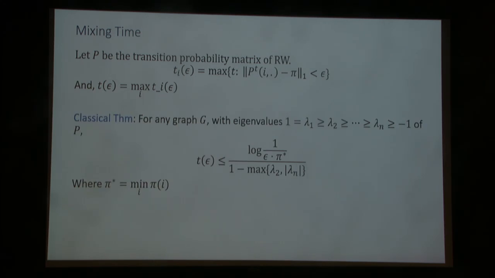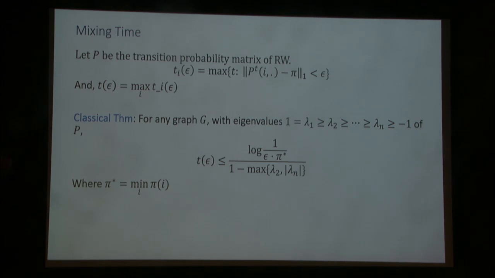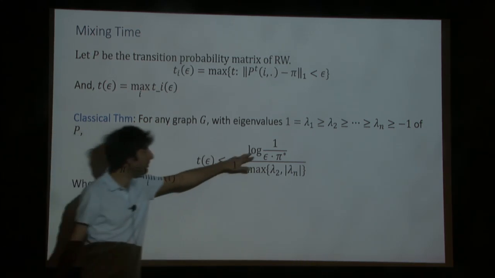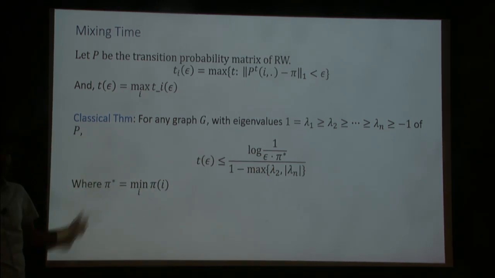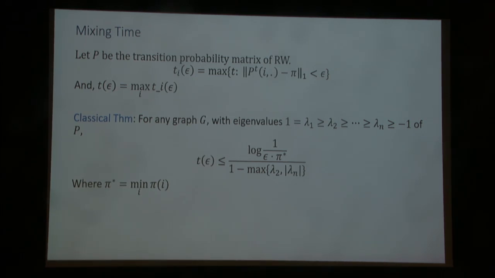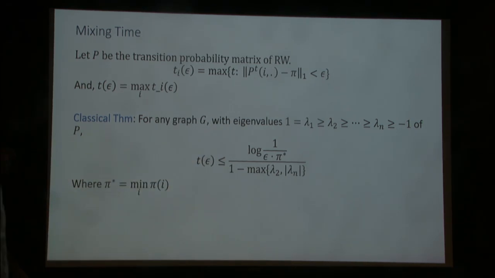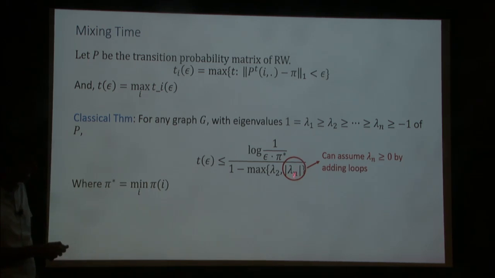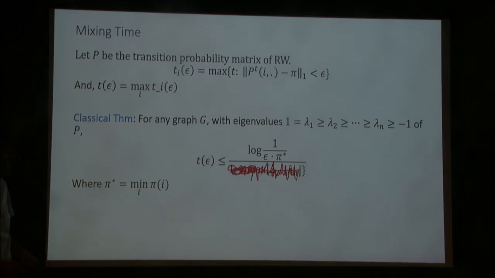There is this classical theorem: if you have a graph G and you know the eigenvalues of the random walk matrix, the transition probability matrix of the random walk, then the mixing time is at most this much. In the numerator, epsilon is not usually important, forget about it. You have log of 1 over pi star, where pi star is the state with the smallest probability, over 1 minus max of lambda 2 and lambda n. Lambda 2 is the second largest eigenvalue, and lambda n is the smallest eigenvalue. This lambda n is not usually a big deal; you can add self-loops to make sure that lambda n is non-negative. So the main important thing is 1 minus lambda 2, the so-called spectral gap.